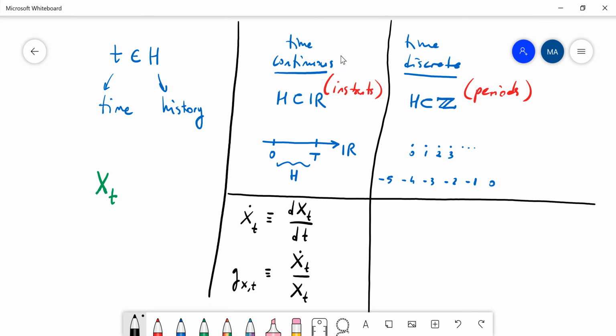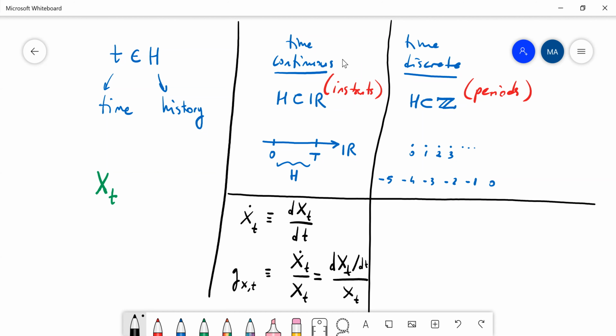Now, what you see here is that there is this instantaneous change in x. So this is the total amount of change. You can actually write this as dxt over dt. And then you basically take the proportionality relationship between the change and the existing level. If you remember the definition of the derivative, and if you apply it to time, this would give you the instantaneous growth rate.